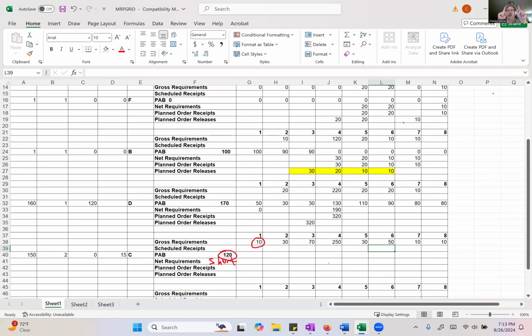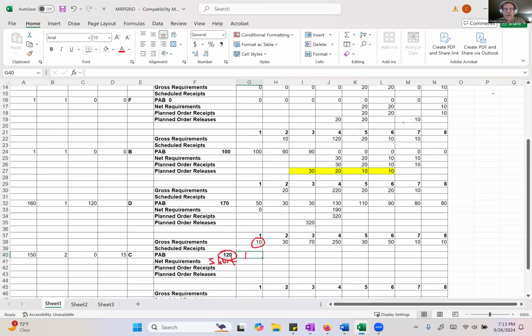We're not short at all. We got enough to take care of the customer. Got 120, need 10. So I'm not short for the customer. Am I below the safety stock? And what would you all say there? That one I'm not going to answer. You are correct, Candace. We are still above the safety stock.